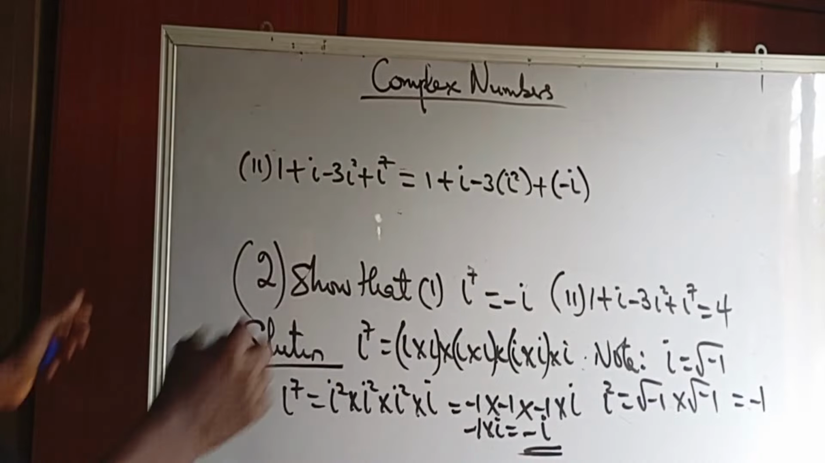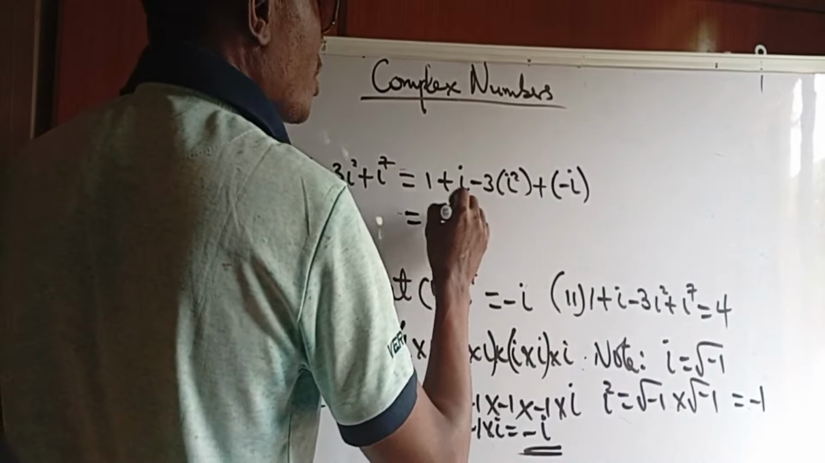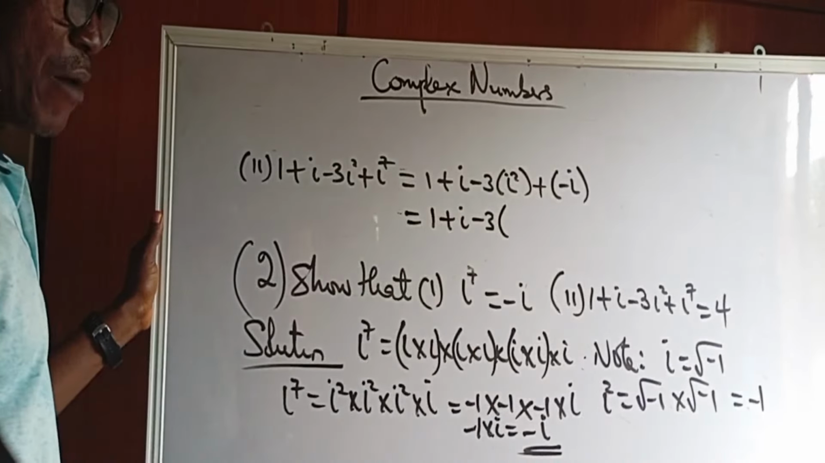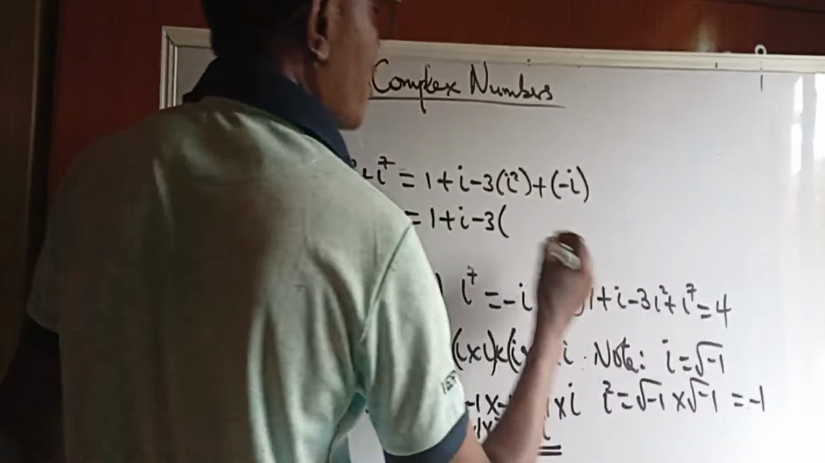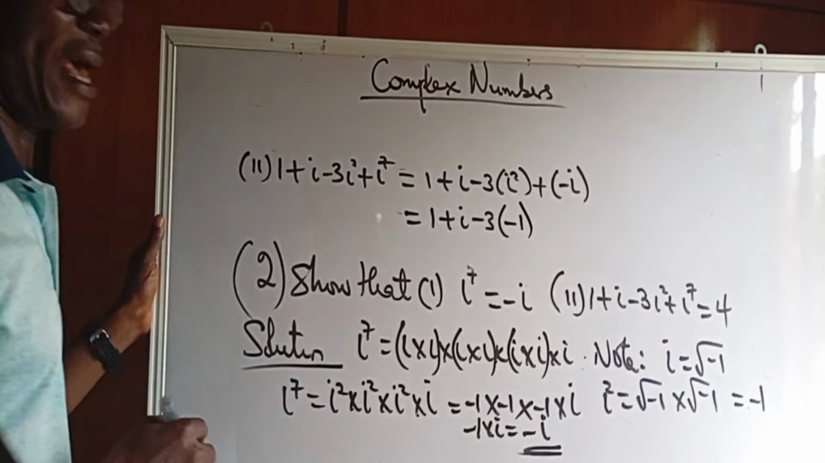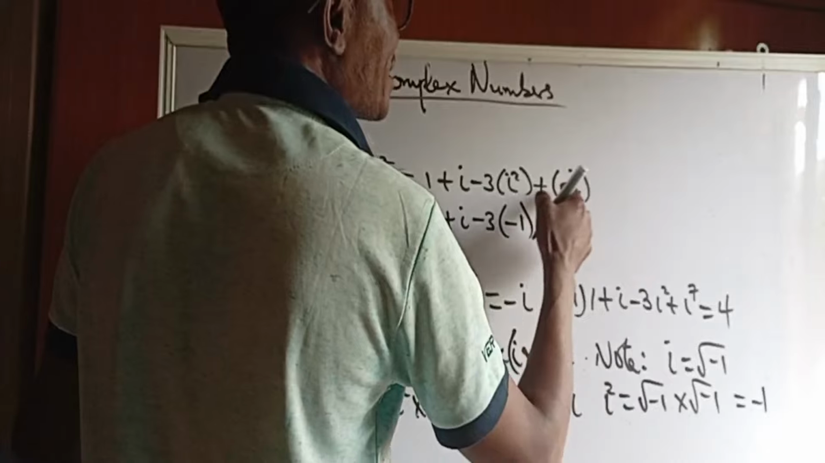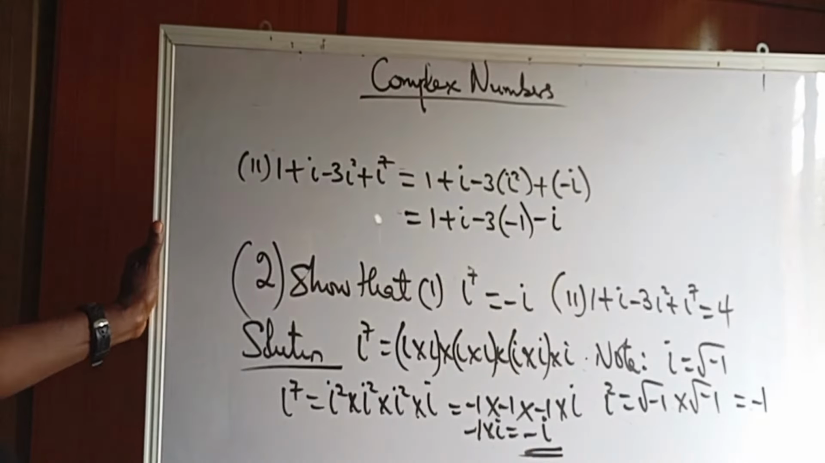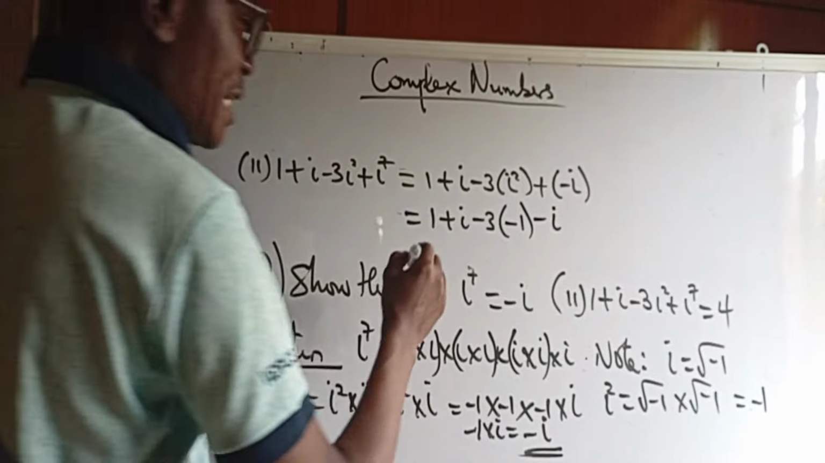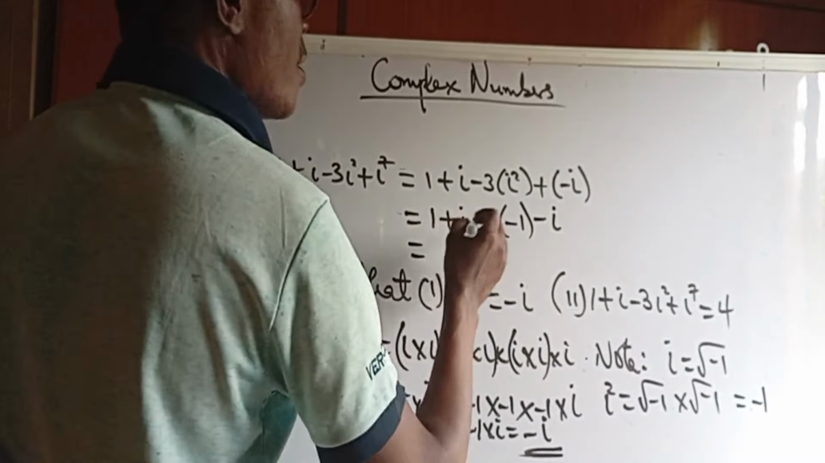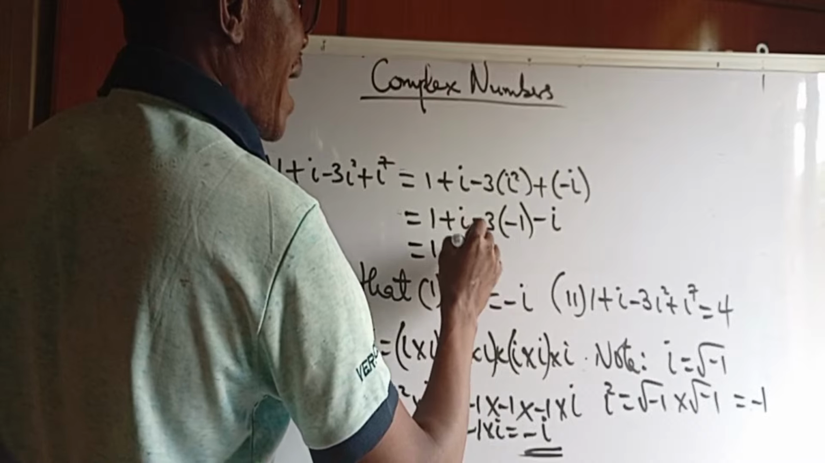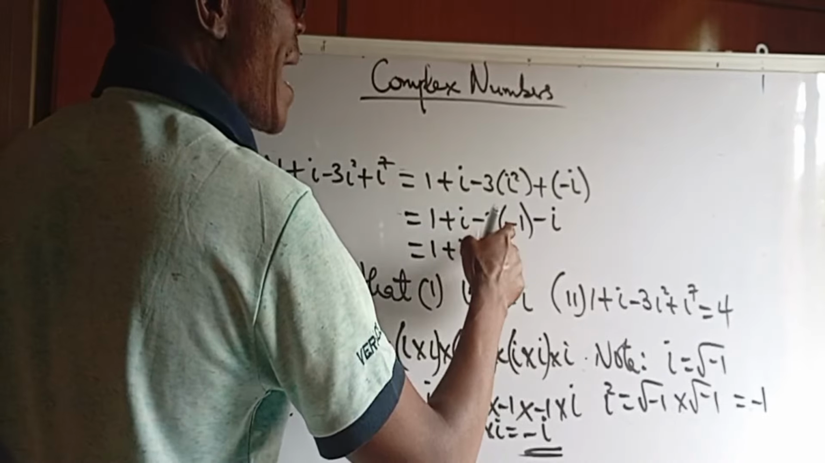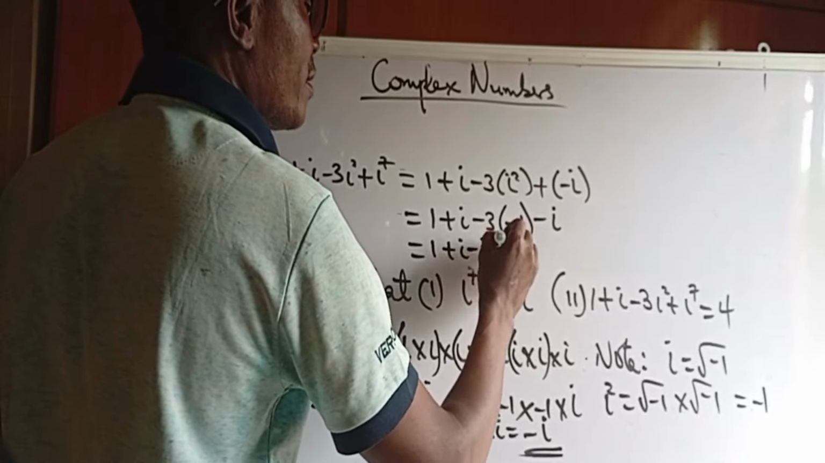So by the time we expand this, we have 1 plus I, then minus 3, and what is I squared? I squared is minus 1, so you plug in minus 1 there. Substitution. Then plus times minus I. Beautiful. Now, let's collect like terms. We have 1 plus I minus I minus 3 times minus 1, that is plus 3.